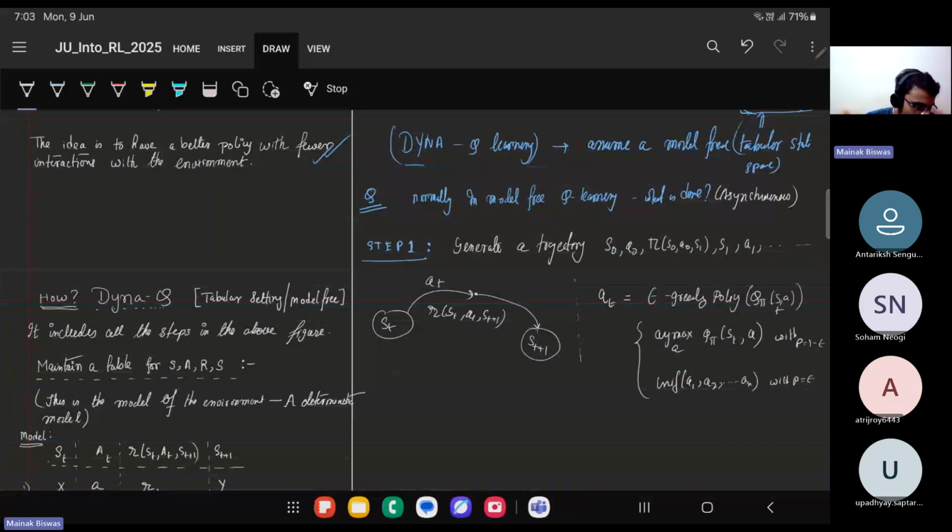So what is the epsilon greedy algorithm? At state ST, I select an action. So the trajectory is generated this way. I select an action AT and observe ST plus 1, which is sampled from my MDP.